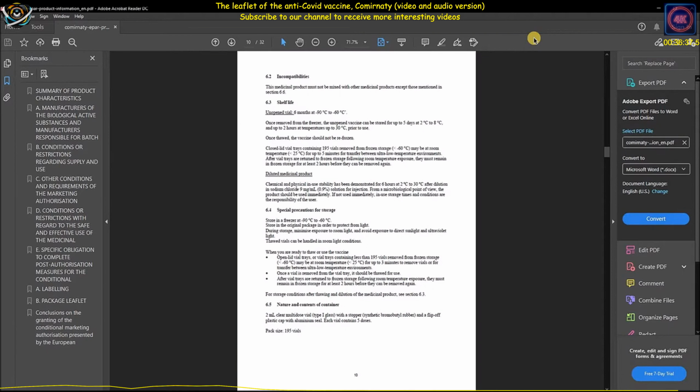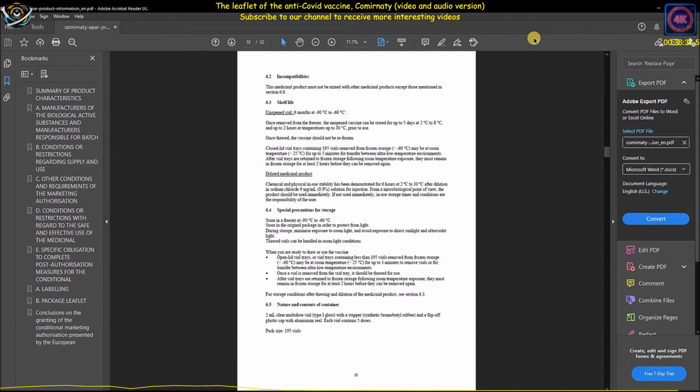6.5 Nature and contents of container. 2 ml clear multi-dose vial, type I glass, with a stopper, synthetic bromobutyl rubber, and a flip-off plastic cap with aluminium seal. Each vial contains 5 doses. Pack size, 195 vials. No more than 2 hours at room temperature. Up to 30 degrees Celsius. 1.8 ml of 0.9% sodium chloride injection.